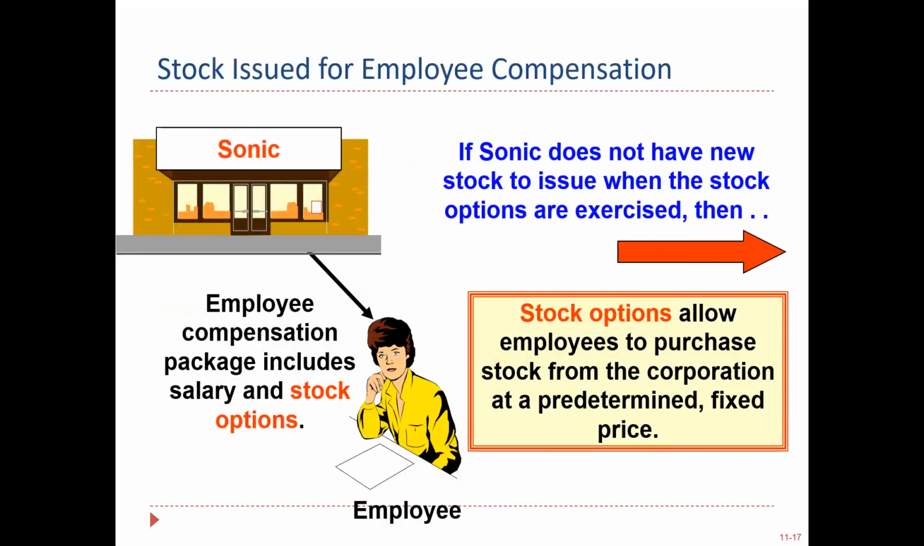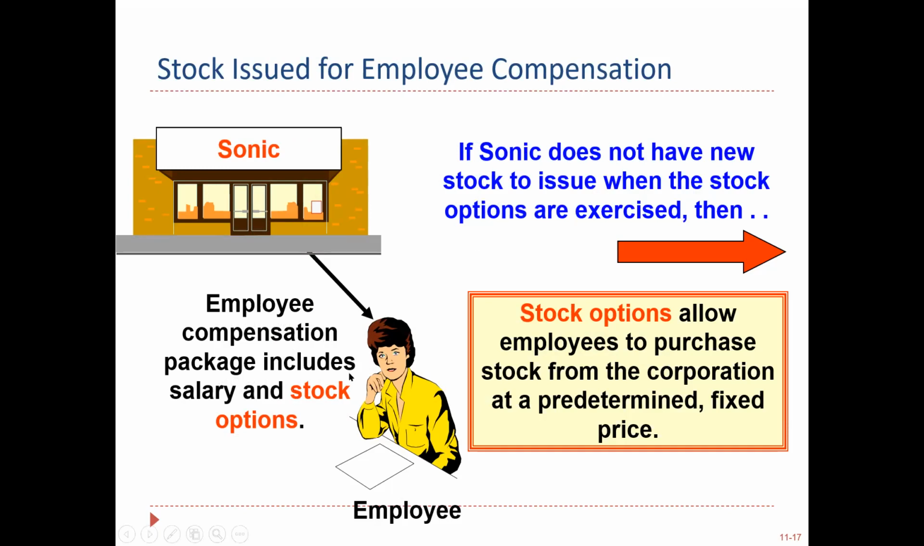Here we go. Stock issued for employee compensation. A lot of times, employee compensation packages include salaries and maybe stock options, or maybe just stock. If Sonic does not have enough authorized shares when the stock options are issued, they have a problem. They promised employees that at the end of the year they would get so many shares of stock as a bonus, but Sonic no longer has enough shares to issue. So what we're going to have to do is have Sonic buy back their shares from the public. And that's called treasury stock. And we're going to talk about that in a moment.